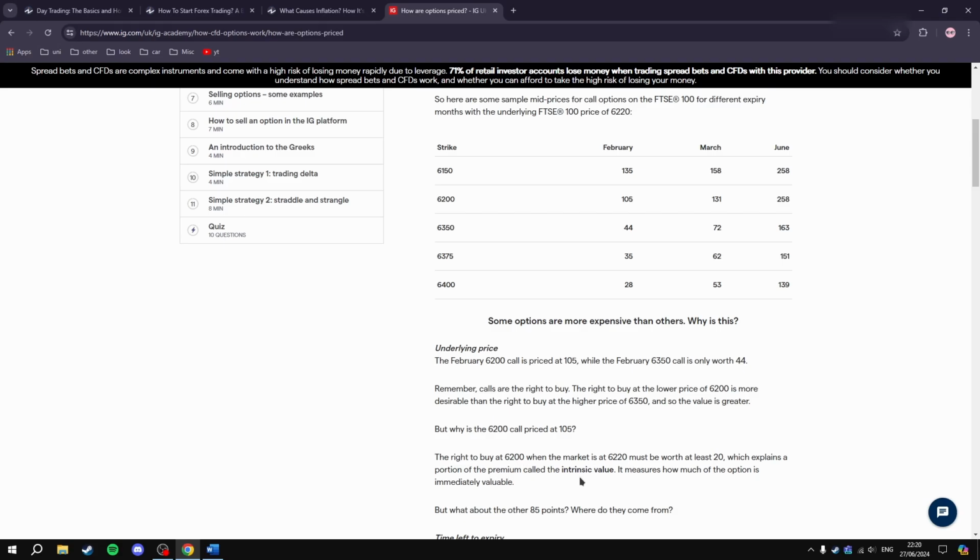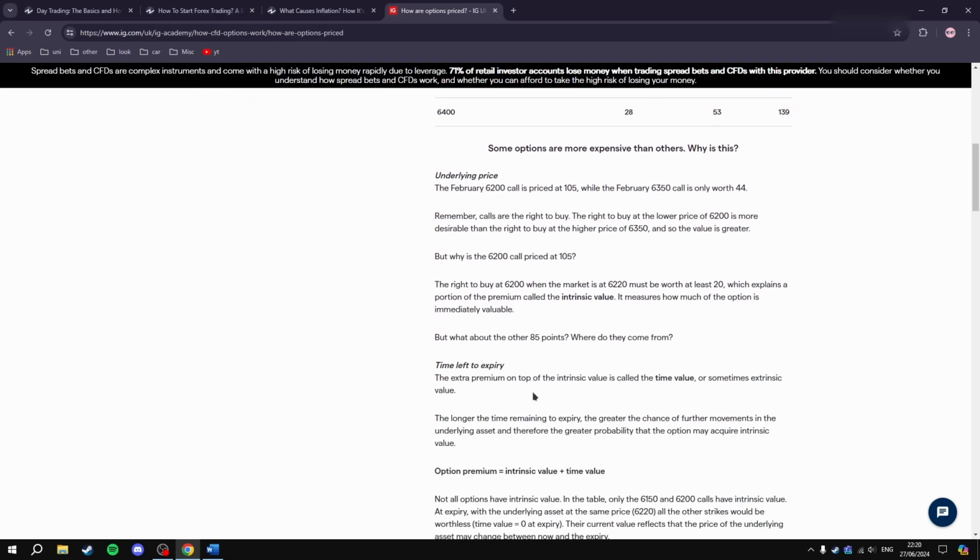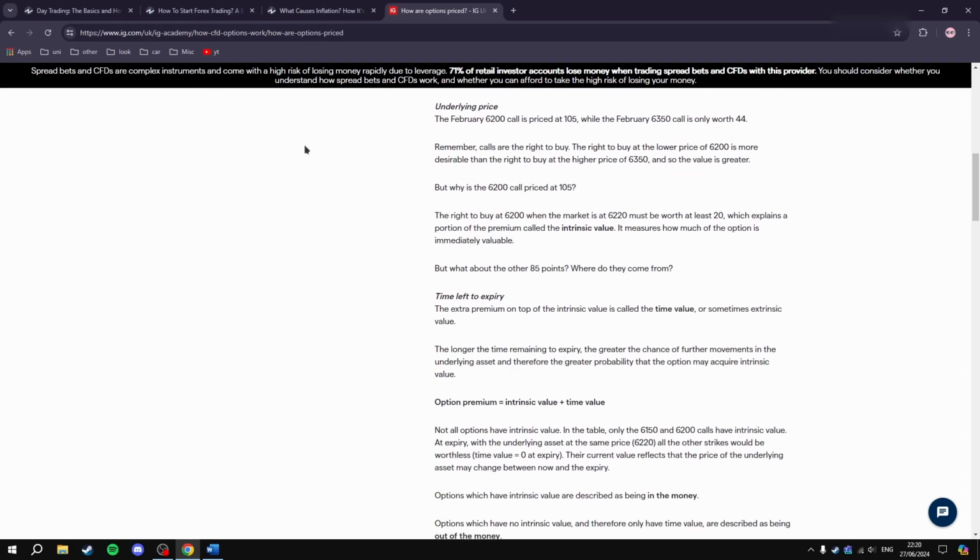The right to buy at 6200 when the market is at 6220 must be worth at least 20, which explains a portion of the premium called the intrinsic value. It measures how much the option is immediately valuable. But what about the other 85 points? Where do they come from? Time left to expiry. The extra premium on top of the intrinsic value is called the time value, or sometimes extrinsic value. The longer the time remaining to expiry, the greater the chance of further movements in the underlying asset, and therefore the greater probability that the option may acquire intrinsic value. Option premium equals intrinsic value plus time value.